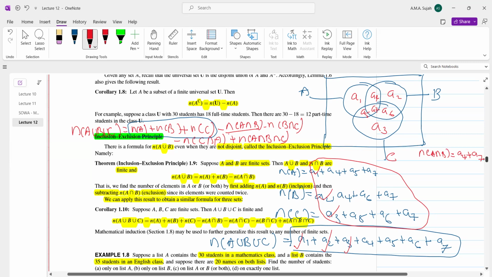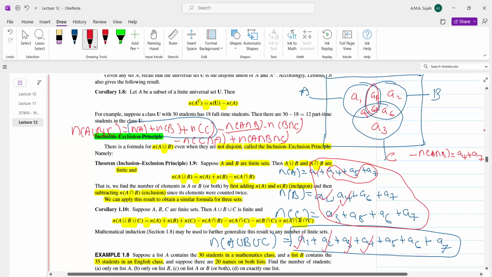Just imagine I have 2 times A4, right? But I need only 1 time A4, right? So I need to subtract 1 A4, right? So now 1 A4 is correct. Now I cannot subtract A4 separately. What I'm doing here, I subtract these two elements together. If I subtract these two elements together, that is the subtraction of A intersection B, right?